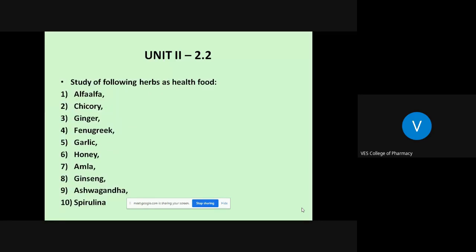In today's lecture, I'm going to go into the details of some of the herbs which are used as health food: alfalfa, chicory, ginger, fenugreek, garlic, honey, amla, ginseng, ashwagandha, and spirulina. There are 10 herbs which are given in the syllabus.